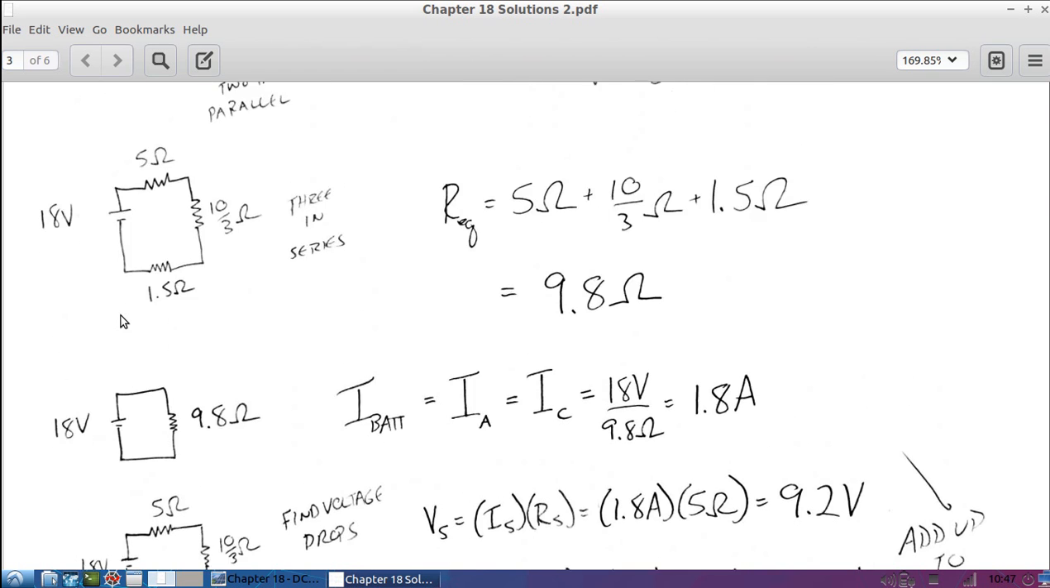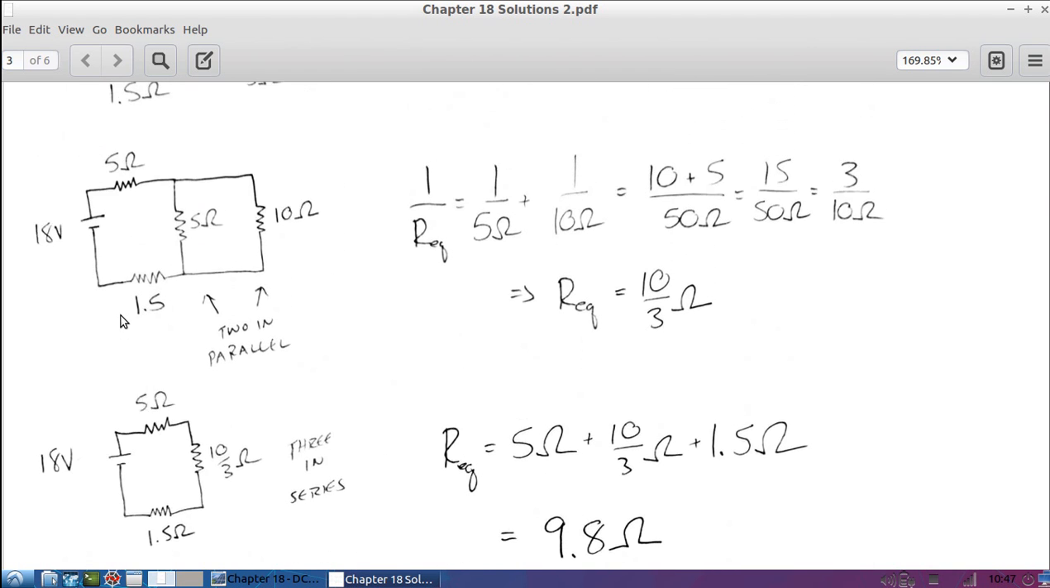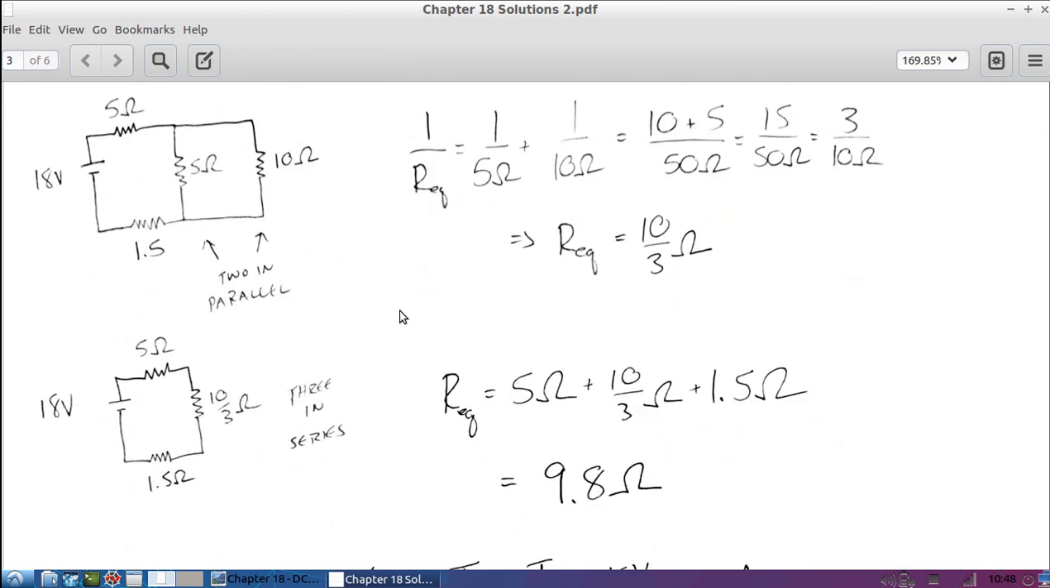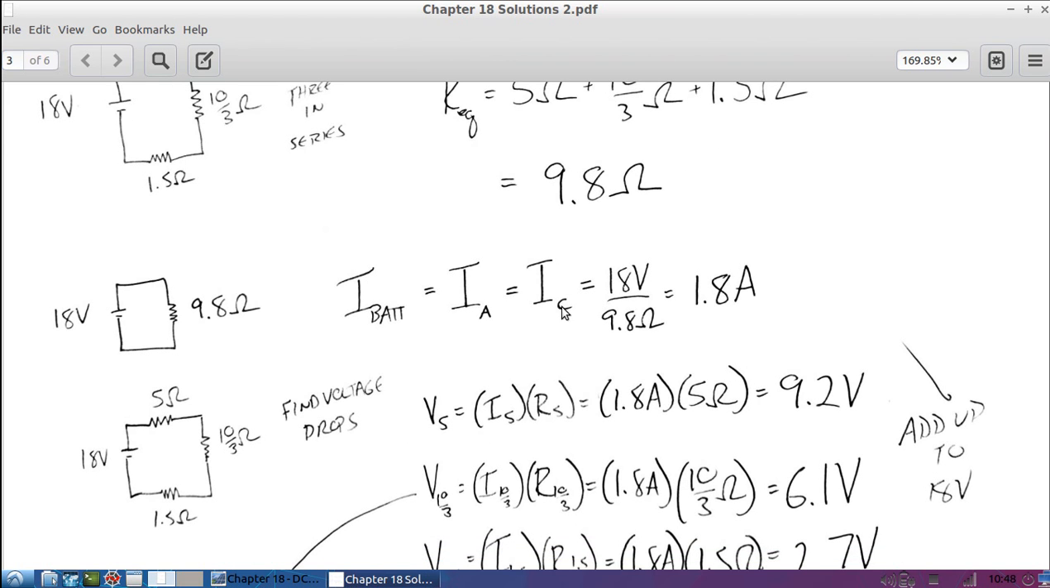Now I'm going to go back to my original diagram. Who's along the same path as the battery? Resistor A and resistor C. So in finding this current going through the battery, I just found the current going through 2 other resistors. Very nice. Okay, so I know that 1.8 amps is going through resistor A and 1.8 amps is going through resistor C. Okay, so that's what I have right here.